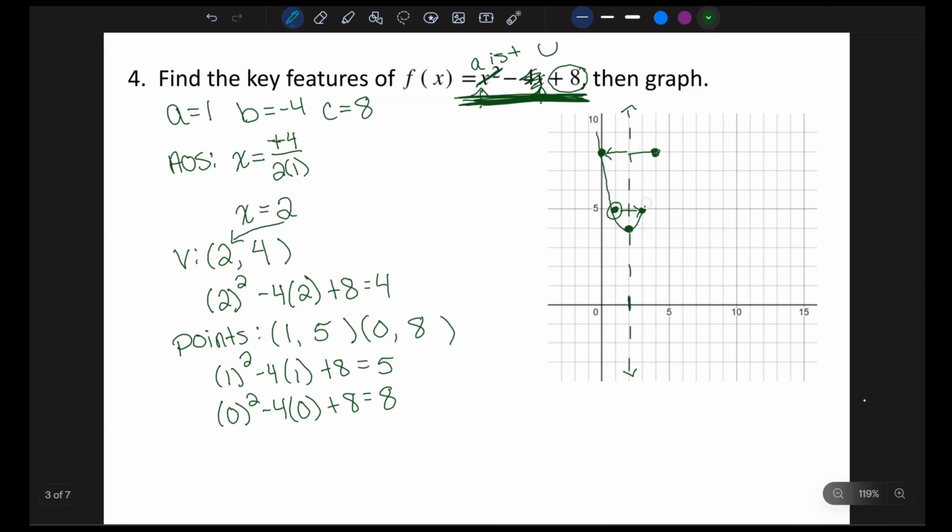Okay, and then I can draw in. Make sure you hit all those points. And this is going to continue up and out. So I have my graph there. 5 points.